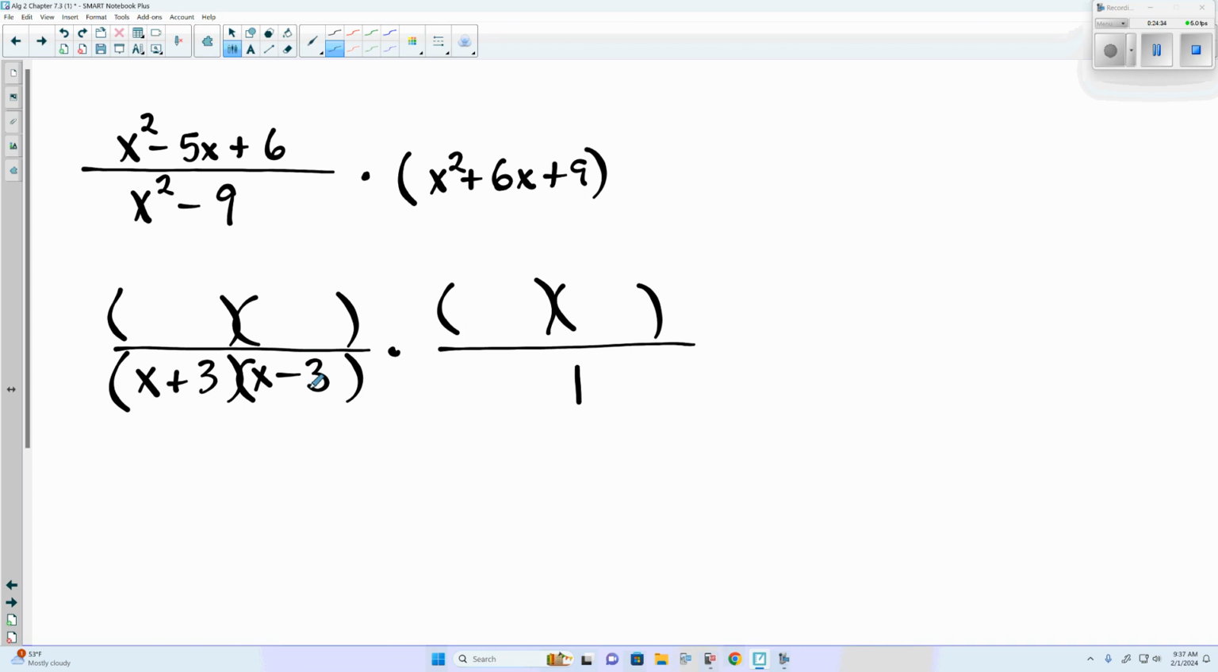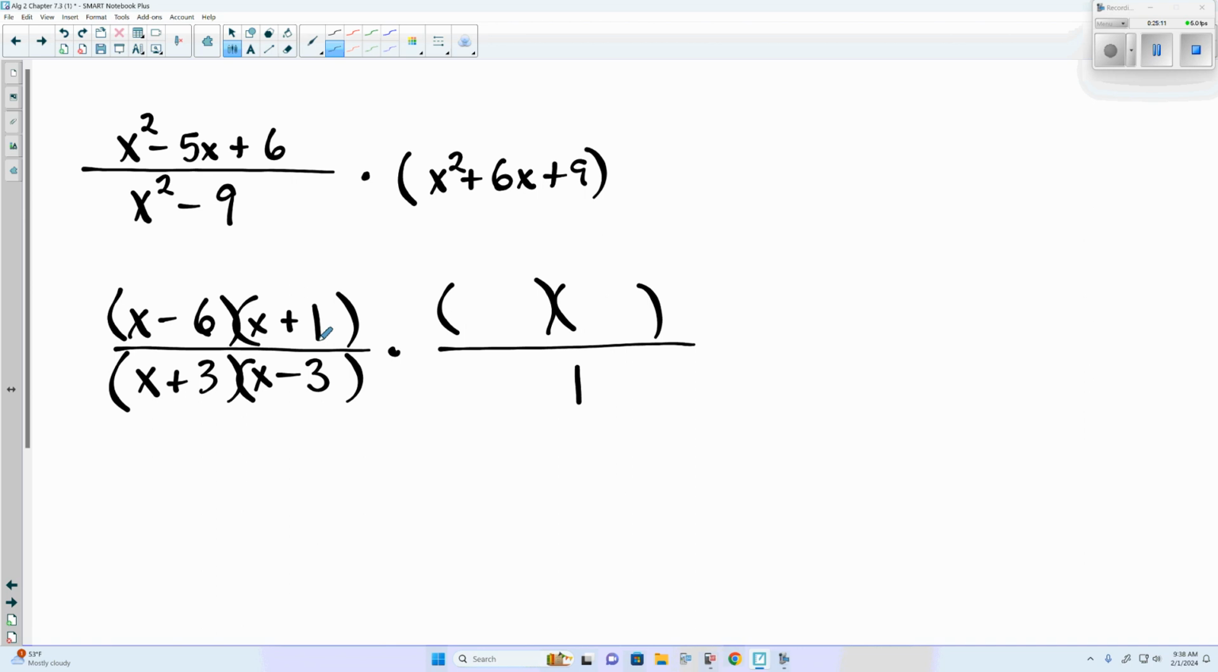X squared minus 5x plus 6. Third term's positive, so signs are the same and match the sign of the middle term. Minus and minus. X and x. 1 and 6, 2 and 3. It's actually going to be 2 and 3, because if it's 1 and 6, we're looking at 6 minus 1 or 1 minus 6, which gives us 5. Yes, to give us a negative 5.